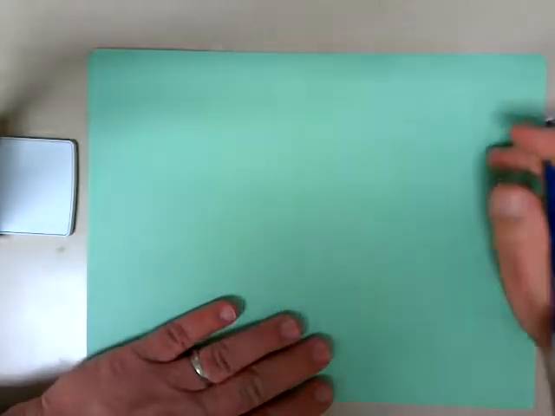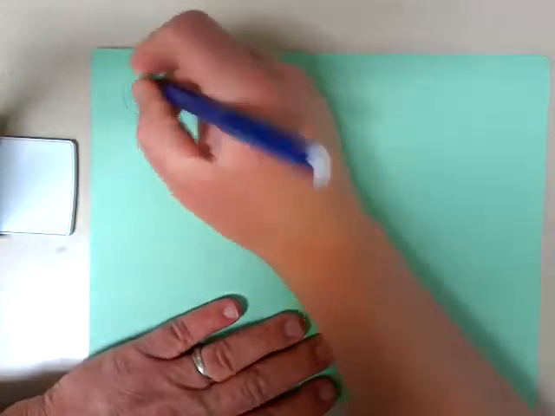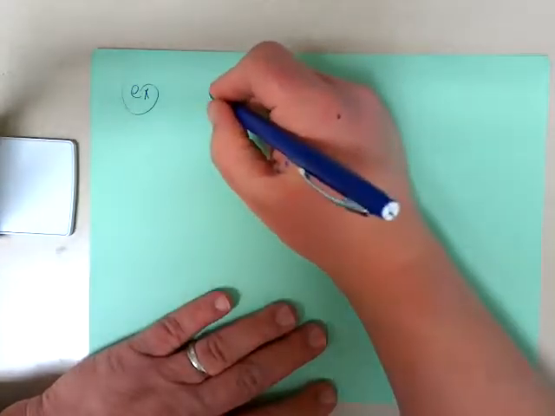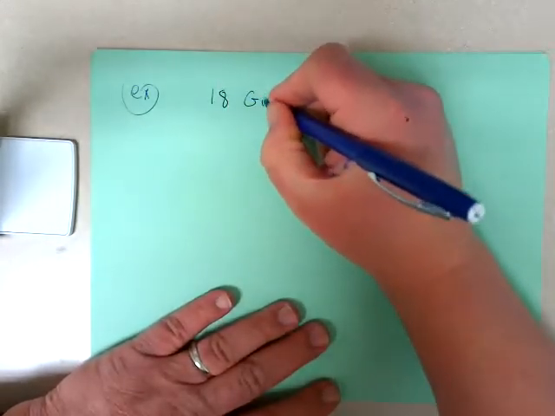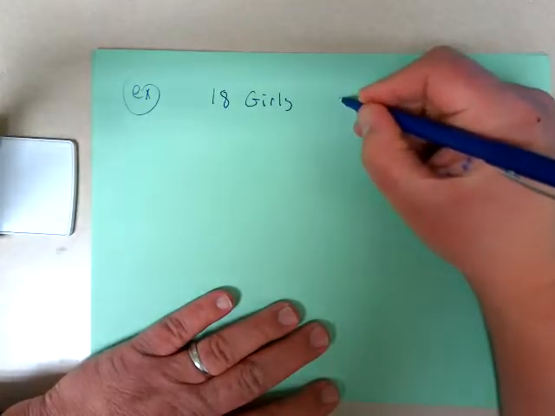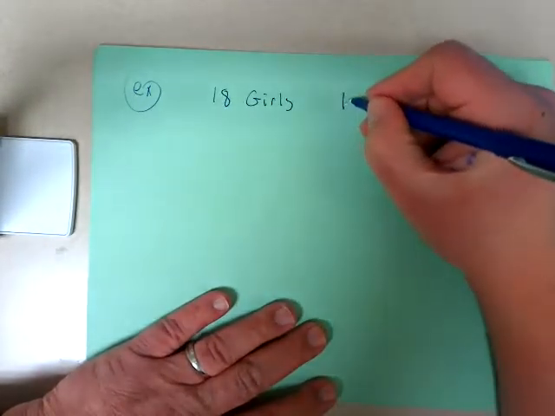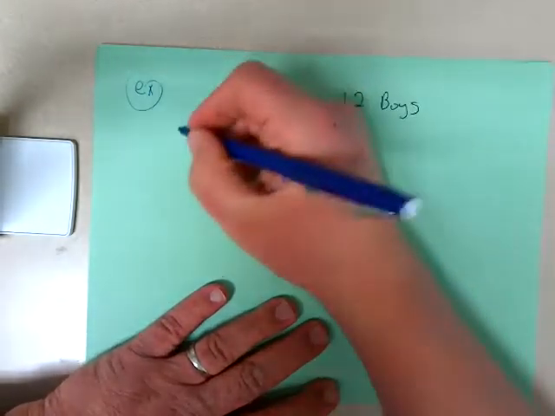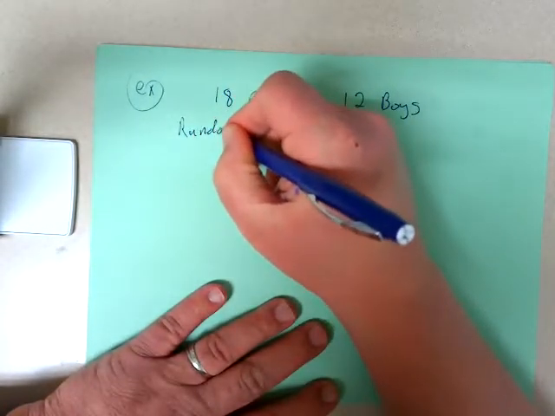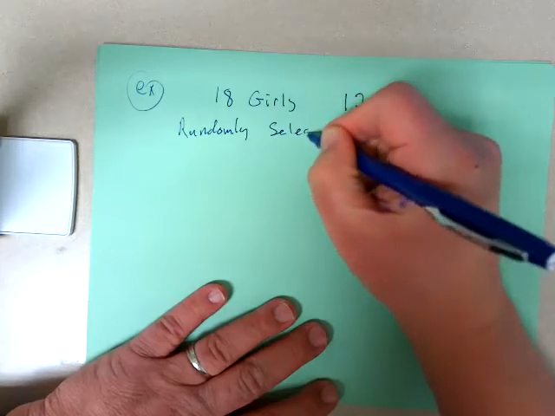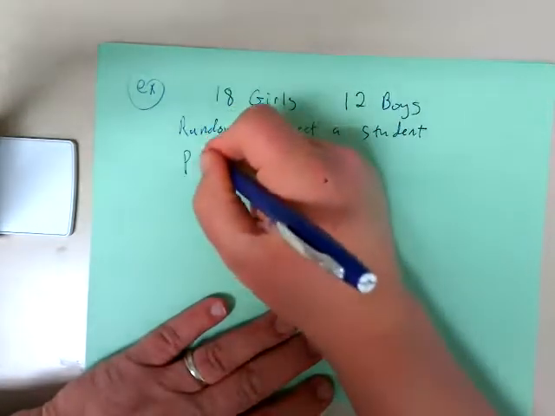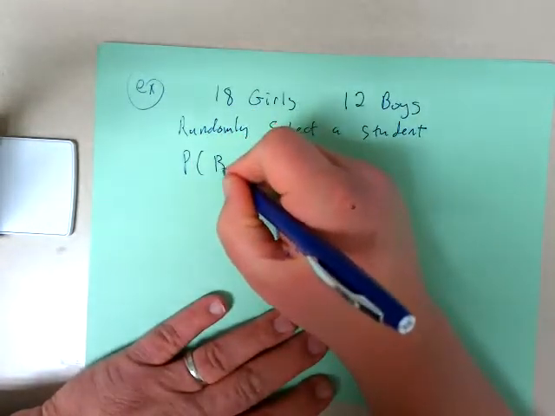In this video, we're going to look at some basic probability rules. And the first thing I want to do here is, let's say in my class, I have, we'll say maybe 18 girls, and we'll say, let's just say 12 boys. Something like this. And I'm going to randomly select a student. And I want to find what's the probability that the student that I select is a boy.